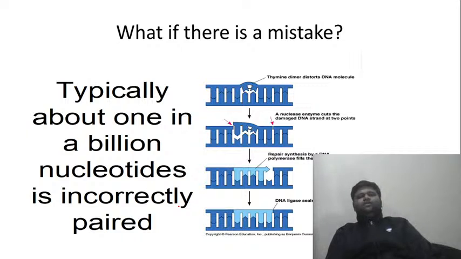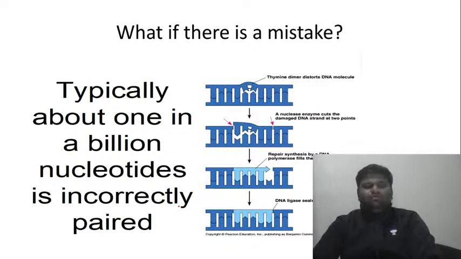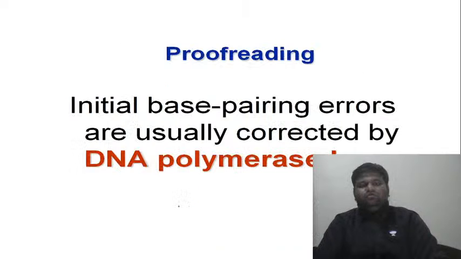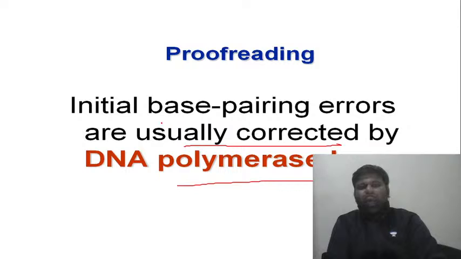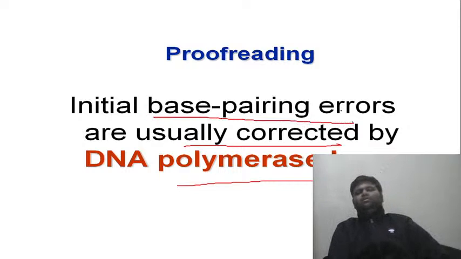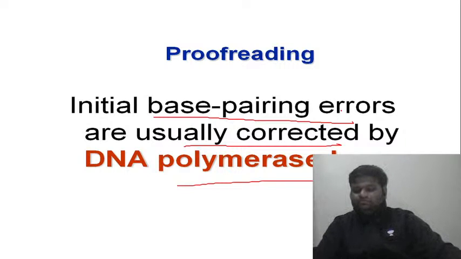So what if there is a mistake? Typically about 1 in a billion nucleotides is incorrectly base paired. The proofreading function is done by DNA polymerase 1. The initial base pairing errors which occur are usually corrected by DNA polymerase 1.